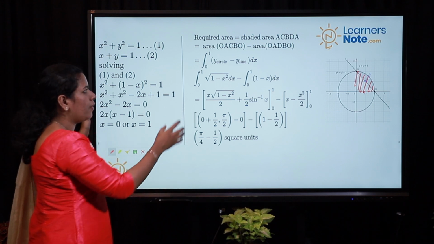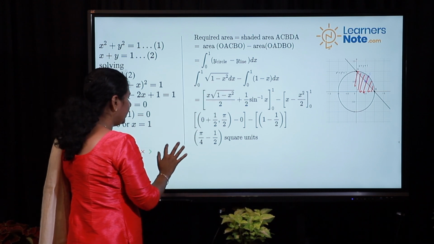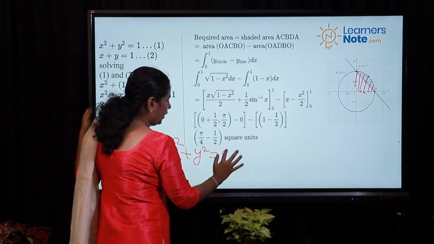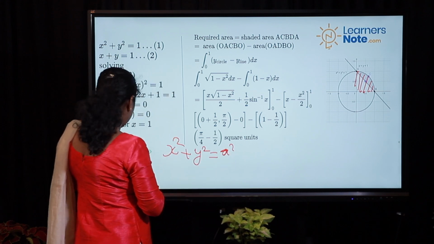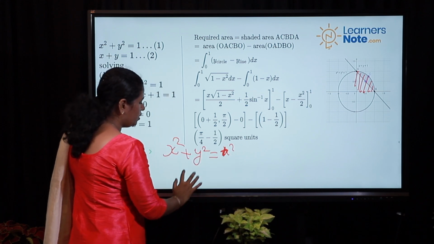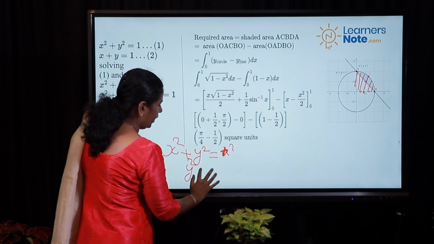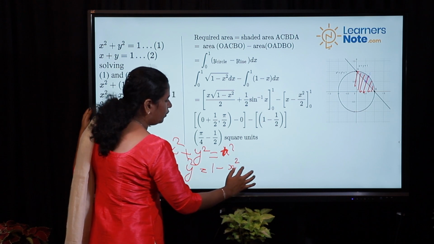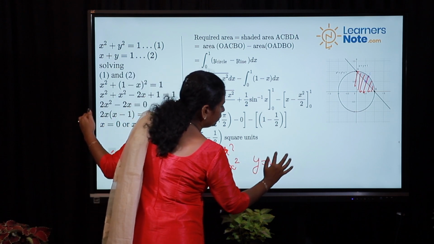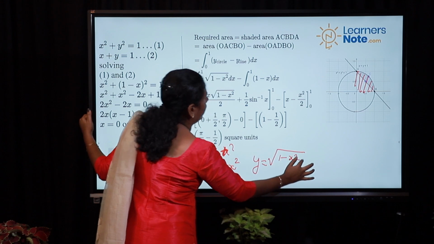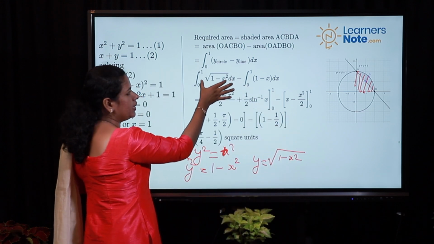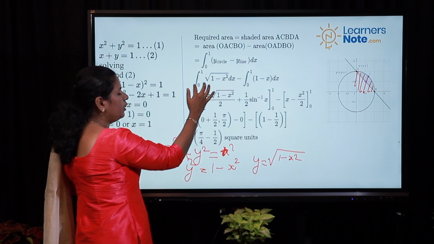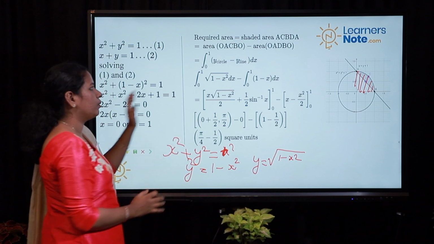Okay, in terms of x, I have represented the equation because you are getting an equation like this: x square plus y square is equal to a square. Here a square is 1. So we have to represent y square, that is 1 minus x square. Then for getting y, you have to take the square root of 1 minus x square. So I have represented all terms in terms of x. Then I integrate using the points of intersection, that is 0 to 1.